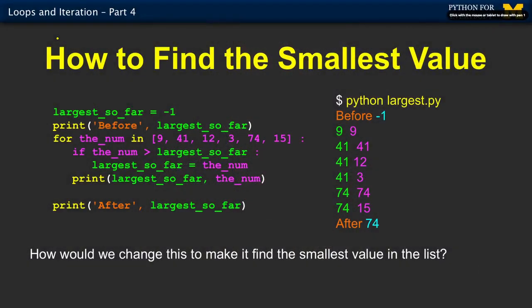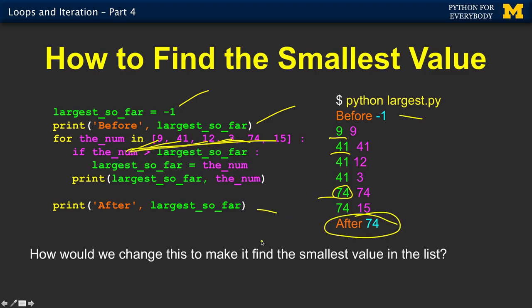Just before we do the smallest value, let's review what we did for the largest value. We have this variable called largest so far that we set to -1, and then we print it out. It starts at -1. Then we go through this loop: 9, and the largest so far is 9, and then 41, we like that one better, and then 12, we don't like that, 3, we don't like that, 74, we keep that, and then 15 doesn't make any difference, and then it pops out, and we get 74. That is the largest, not the largest so far, but the largest you would get.